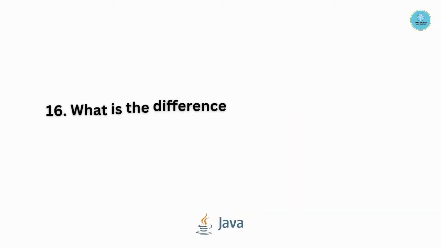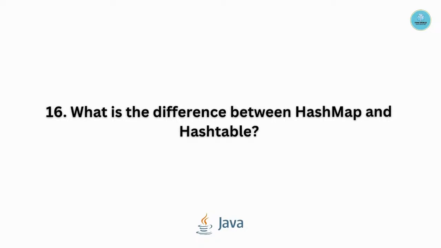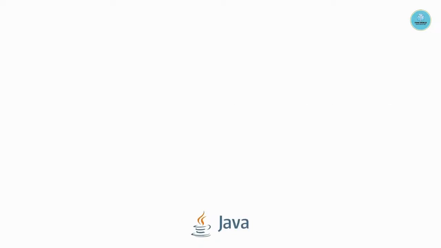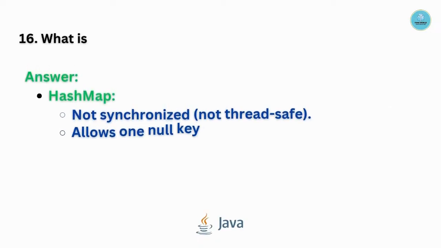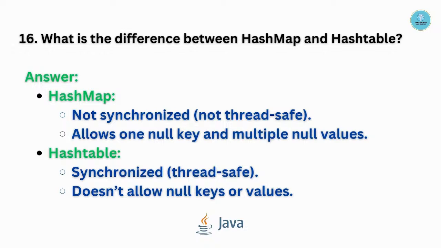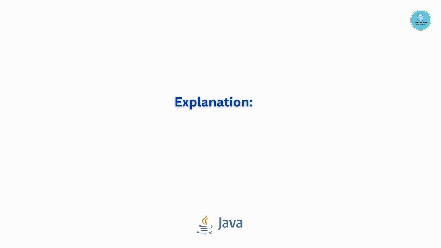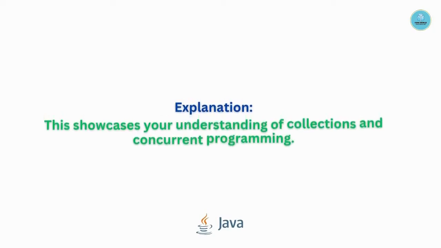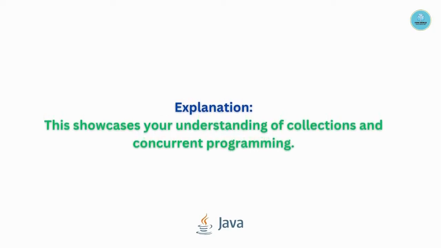Question number 16. What is the difference between HashMap and Hashtable? Answer. HashMap: not synchronized, not thread safe. Allows one null key and multiple null values. Hashtable: synchronized, that is thread safe, doesn't allow null keys or values. This showcases your understanding of collections and concurrent programming.